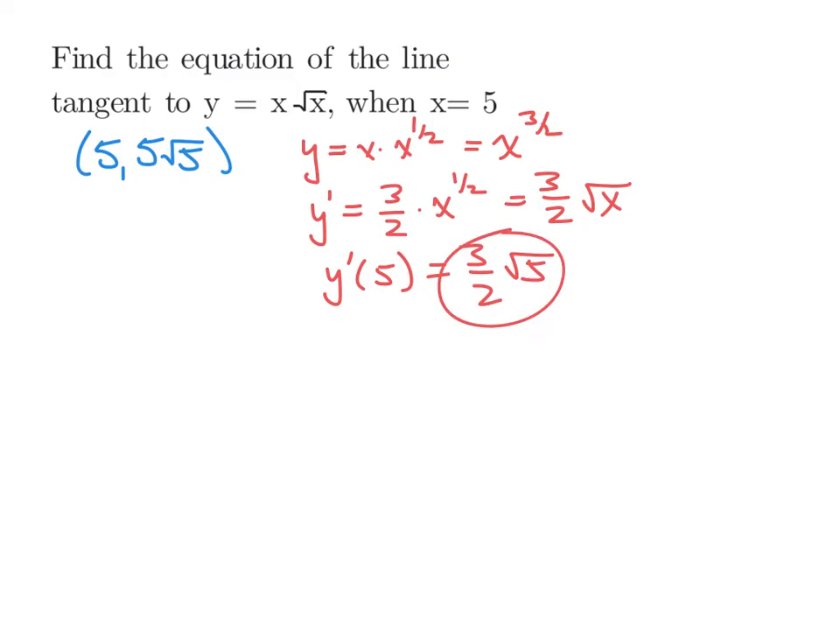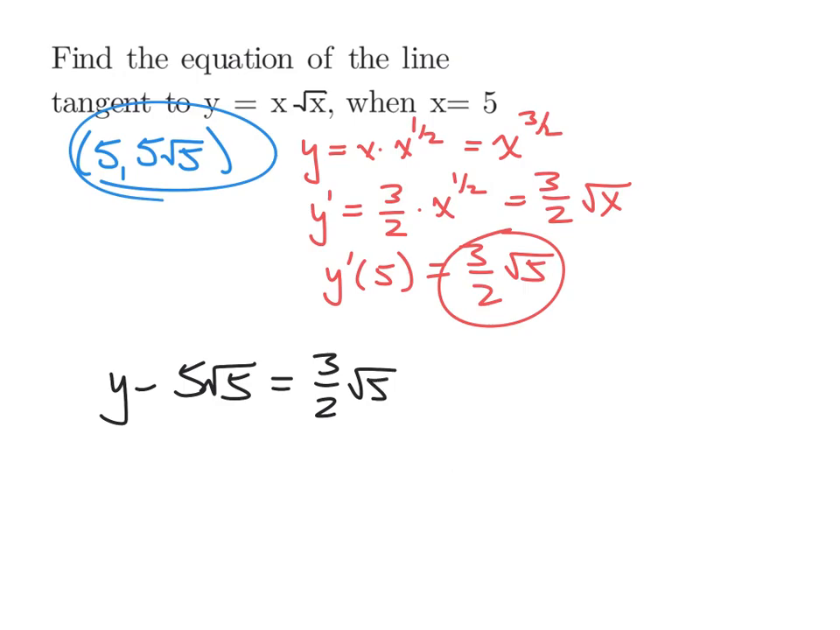There's our slope. No matter how it looks, it's still our slope. And this is our point. With a point and a slope, we can write the equation of the line, y minus the y-coordinate, 5 root 5, is equal to the slope, 3/2 times the square root of 5, and then x minus the x-coordinate. And even though our numbers now have square roots of 5 in there and stuff, that's okay. You know, we still have the equation of our line.